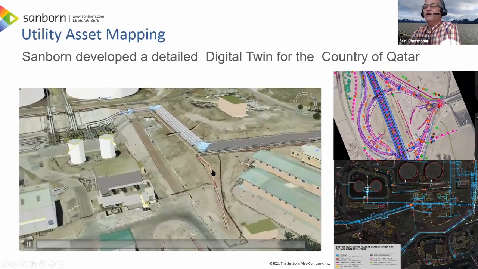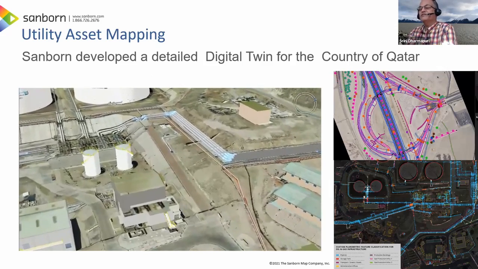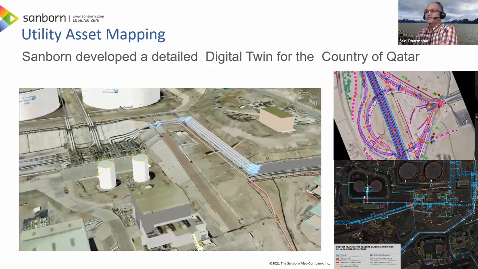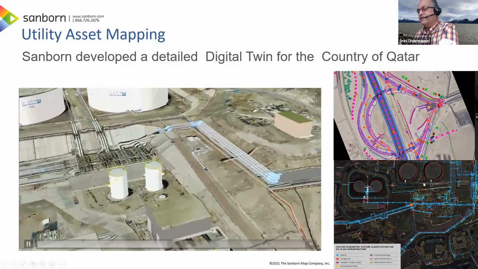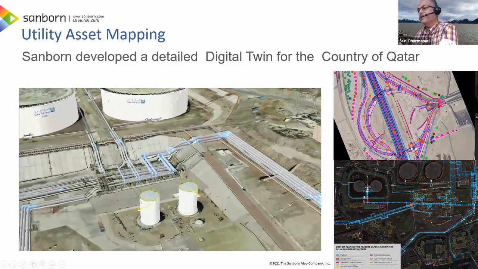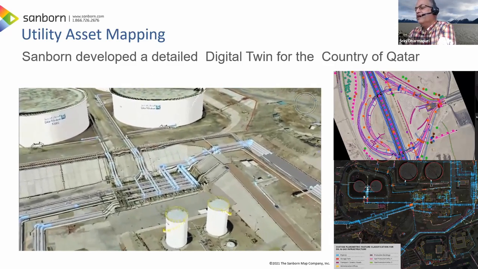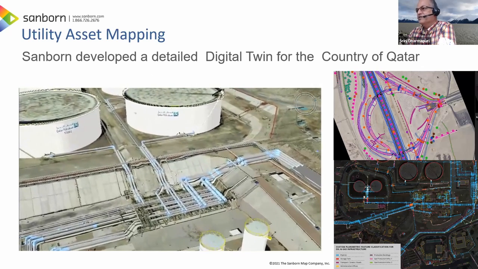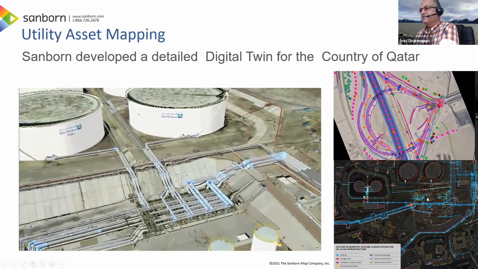And this is one of the projects we did in the country of Qatar, wherein we created a digital twin. What you are seeing on the left-hand side and the right-hand side are two maps. Basically, we have captured all the assets within the area of interest. The maps on the left-hand side and right-hand side are 2D maps. And what you are seeing here is the visual representation of the complete asset information of the property that we were able to capture using imagery and other ground-based information. So this was done by Sanborn in the country of Qatar.